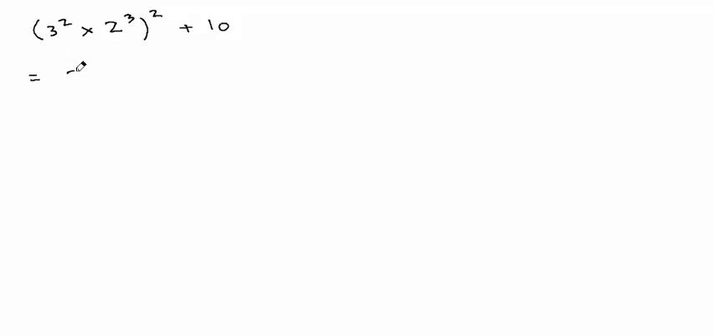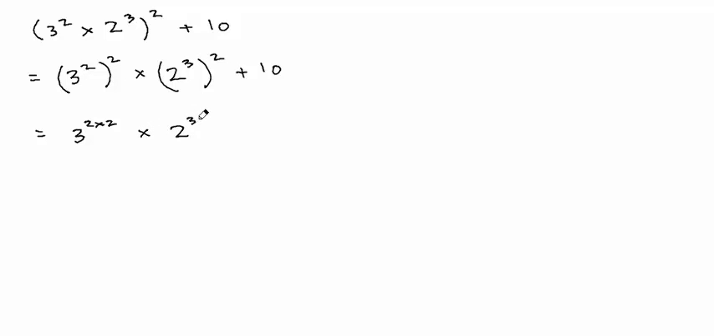So we are going to do 3 square raised to the second power times 2 cubed raised to the second power plus 10, which is going to be equal to 3 raised to the 2 times 2. You multiply the exponents when an exponent is raised to another exponent, times 2 raised to the 3 times 2 plus 10, which is equal to 3 raised to the 4, 2 times 2 is 4, times 2 raised to the 6, 3 times 2 is 6, plus 10.